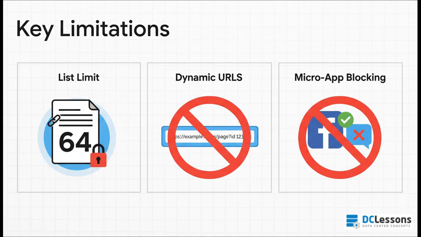Let's focus on 3 key limitations here. First, your custom allow and block lists are capped at 64 entries each, so you've got to use them strategically. Second, the system matches on static URL patterns, so it doesn't support those dynamic URLs with constantly changing bits. And third, it's not really designed for micro-application blocking, so for example, you can't use it to block Facebook Messenger while still allowing the main Facebook site.